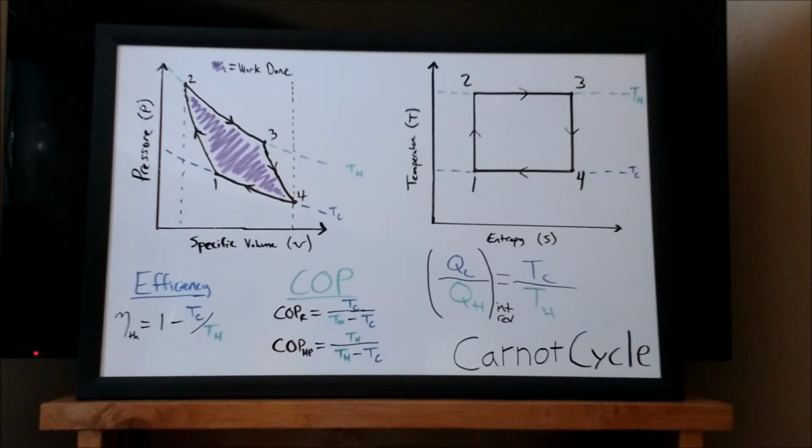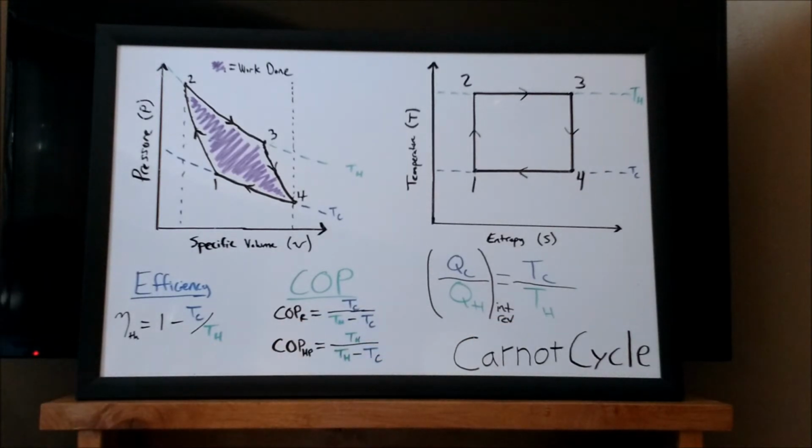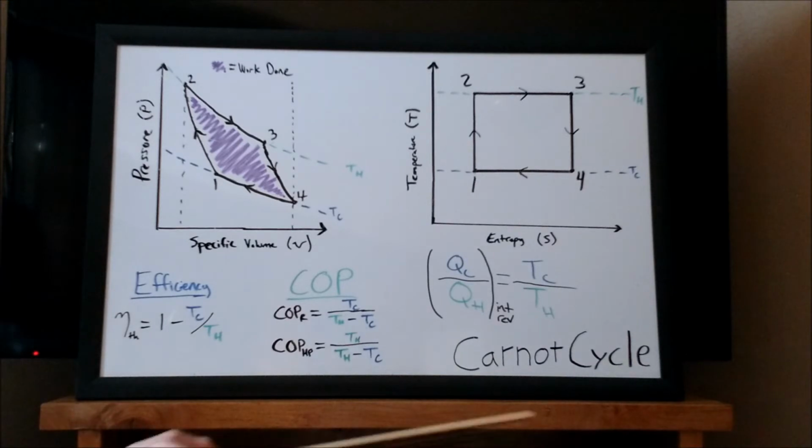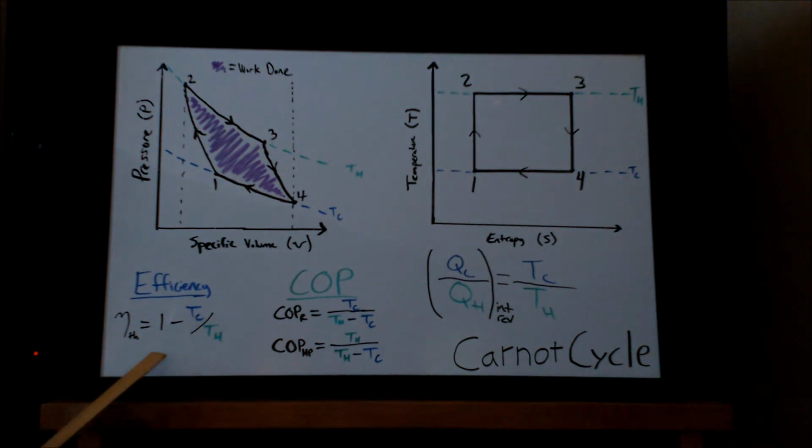Now, for any internally reversible process, as in the Carnot cycle, we know that QC divided by QH is equal to TC divided by TH. This is because the ratio of heat transfers, QC divided by QH, depends only upon the temperatures of the reservoirs between them. By applying this equation to the general efficiency equations, we see that the Carnot efficiency and coefficient of performance equations come out to these depicted here on the whiteboard.